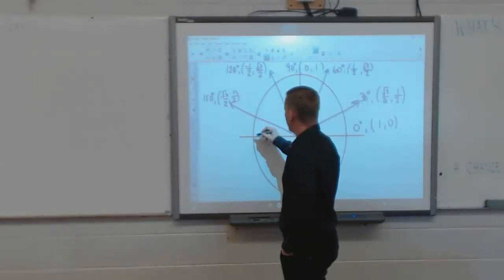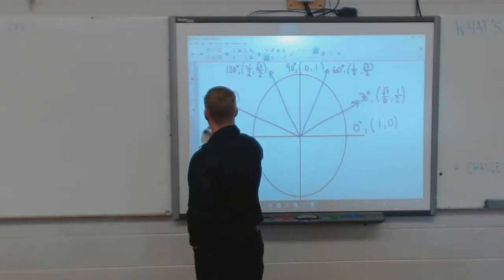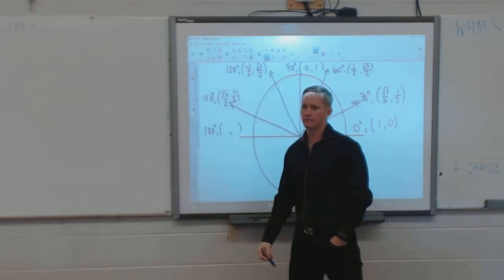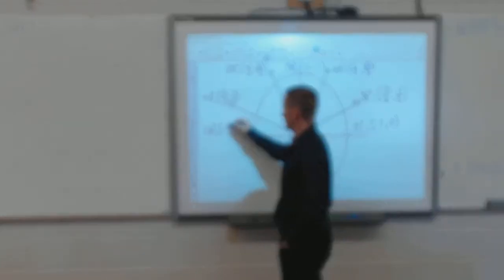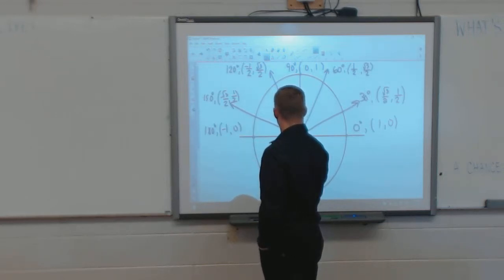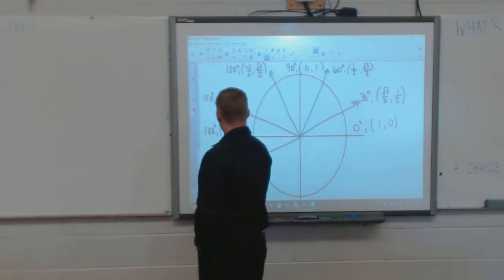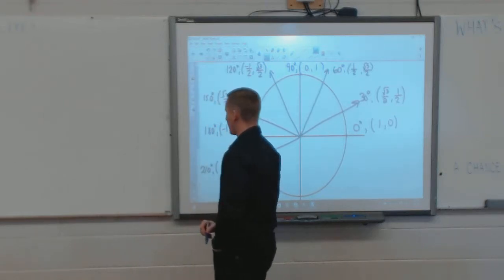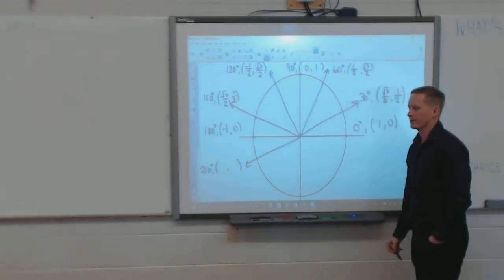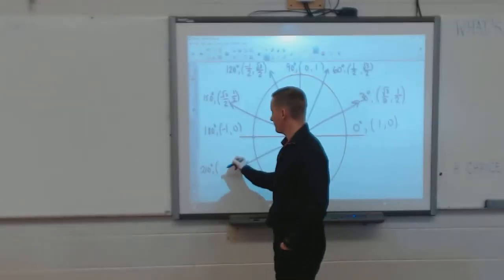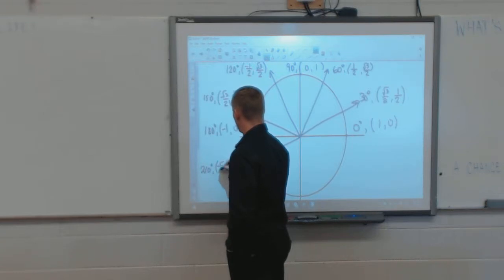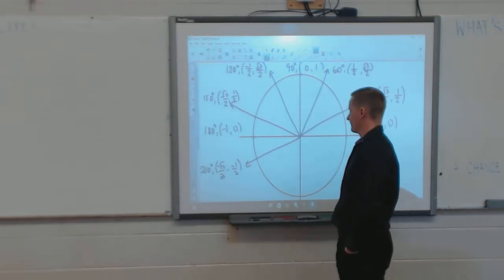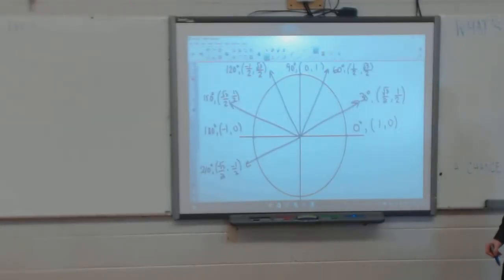Okay, so now we're at 180 degrees, right here. What's the coordinate for 180 degrees? Negative 1, 0. Now we're catching on. 210 degrees. What's the reference angle? 30. So what do I have here then? Negative root 3 over 2. Negative 1/2. Right?